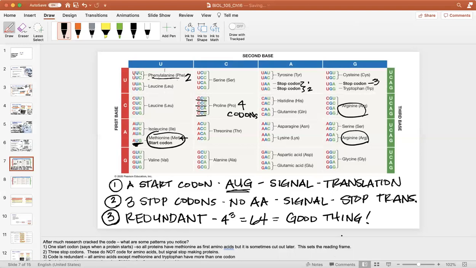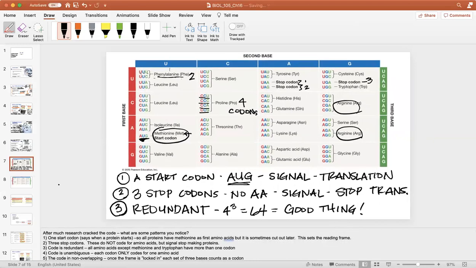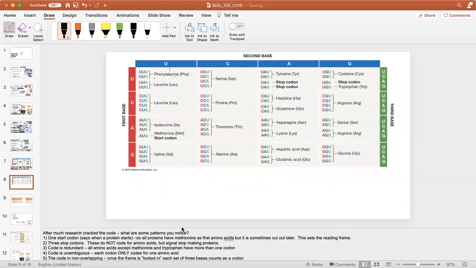All right, let's see here. What else do I want to tell you? I think I must have given myself a second slide because I knew I would run out of room to write this for you. Okay. So the code also is unambiguous. Now, what do I mean by that? Ambiguous. So that means that each codon is specific.